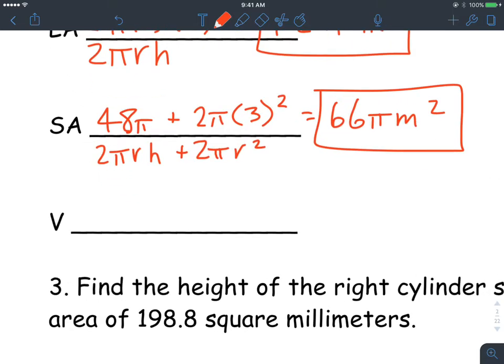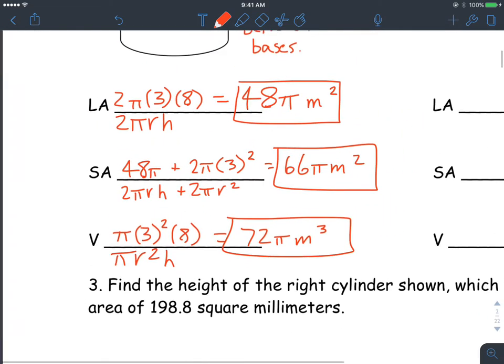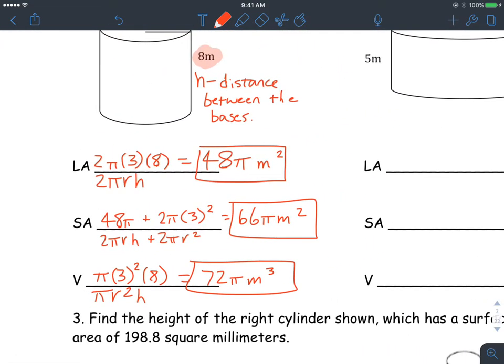Okay, volume, formula for that: pi r squared, that's the area of the base, and then times the height. So we'll do pi times 3 squared times 8. That'll get you 72 pi, and then meters cubed this time. And those are all of your dimensions there: lateral area, surface area, volume.